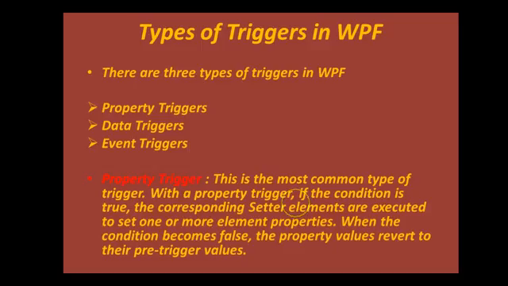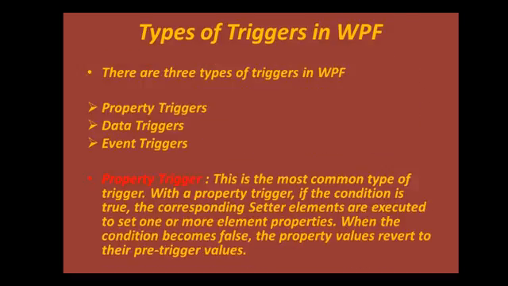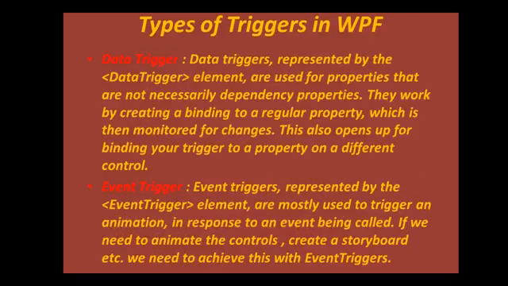So let's move back. I guess the property trigger is clear to you. Next comes the data trigger. As you have seen, property triggers work with dependency properties, that is, those dependency properties provide automatic change notification when the property becomes true or false. But what if the property I am working with is not a dependency property? In that case we use data triggers. As the definition says, data triggers work by creating a binding to a regular property which is then monitored for changes. So it does not work with dependency properties.